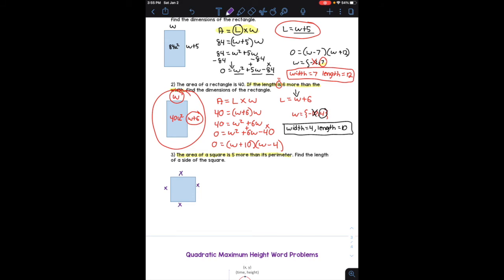We can make an equation out of this, and remember the word is means equal sign. How am I going to represent the area of the square? I'll represent that as A is, or equals to, how should I represent 5 more than its perimeter? We will say P for perimeter plus 5. Now, they don't give us any more information than that.